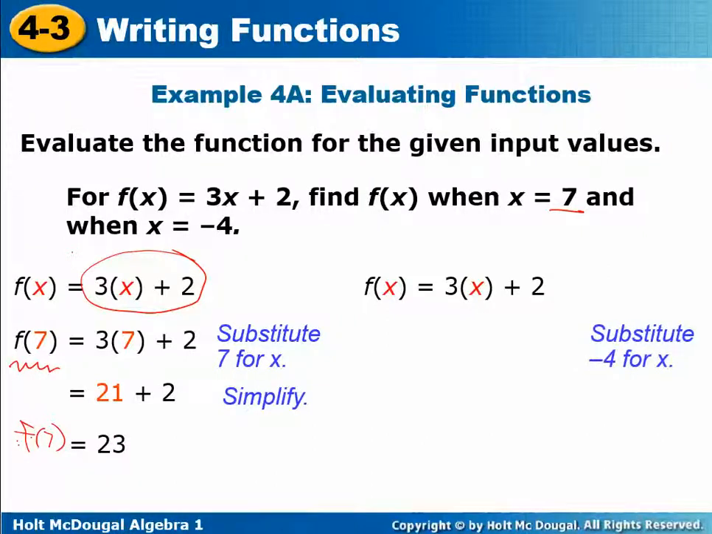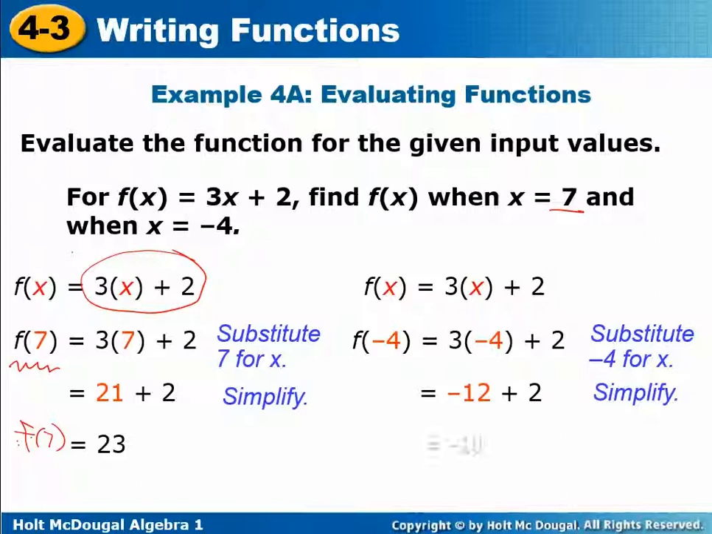Okay, and the other one, they want us to plug in -4 to our function machine. So you're going to write f of -4. That's just telling you what number you're plugging in. You don't use the left side at all. You don't simplify it at all. You just go ahead, multiply the right side out. You get -12 plus 2 is -10. So if you wanted to finish it up, you'd write f of -4 is equal to -10. This is the answer.